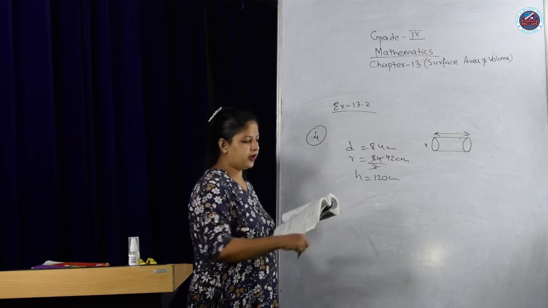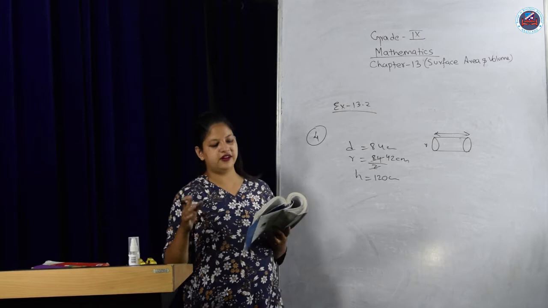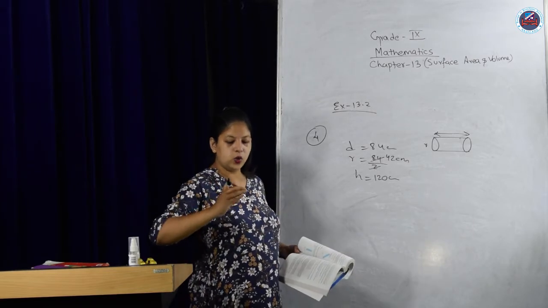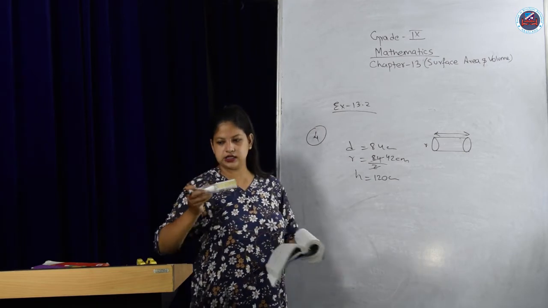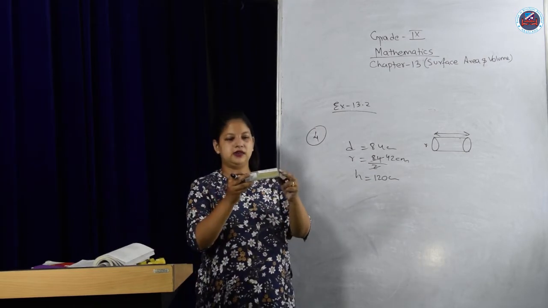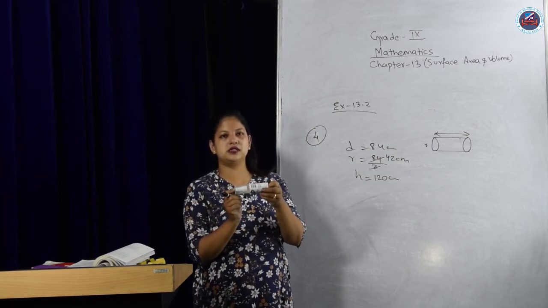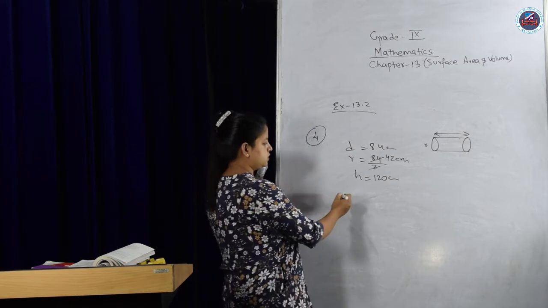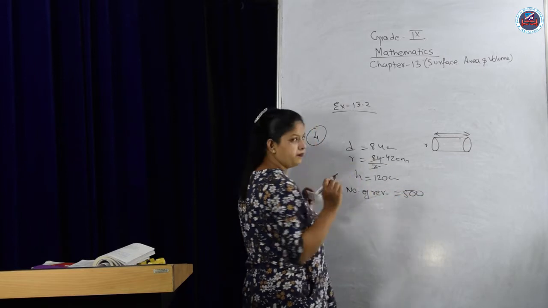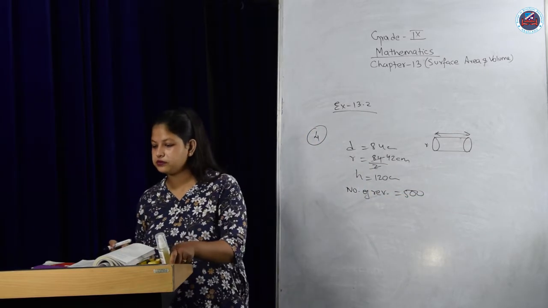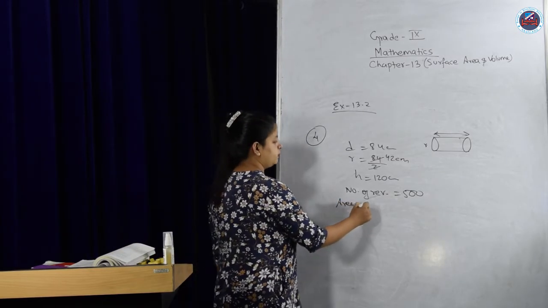It takes 500 complete revolutions to move around once to level a playground. One rotation means this part is rotating. See, this is a cylinder. It has started from here and is rotating once; it completes 500 such rotations. So the number of revolutions is 500. Now your question is to find the area of the playground.